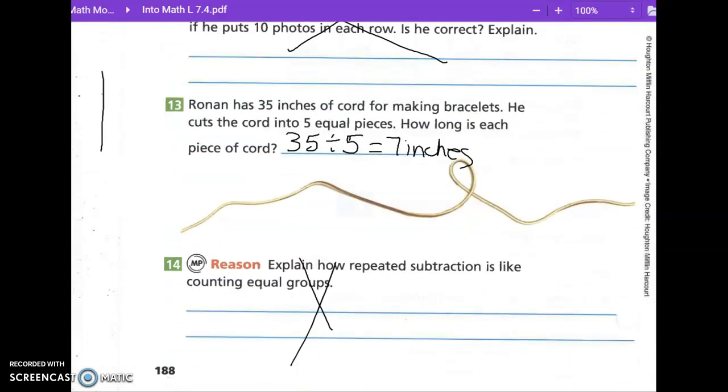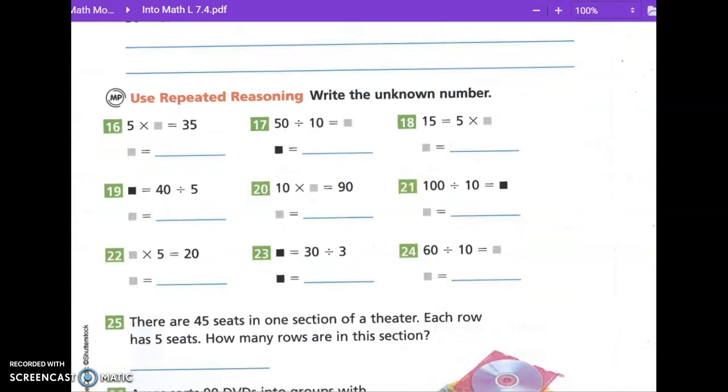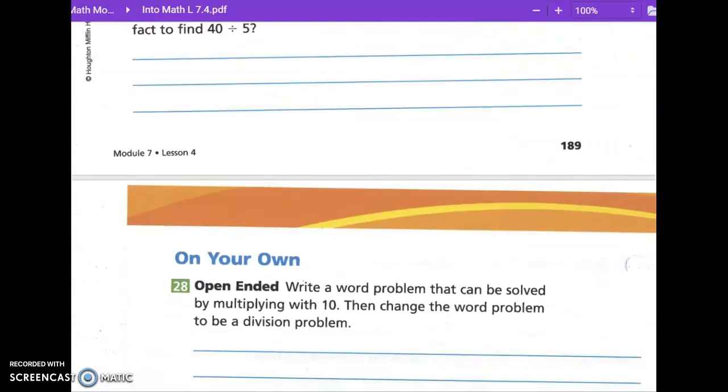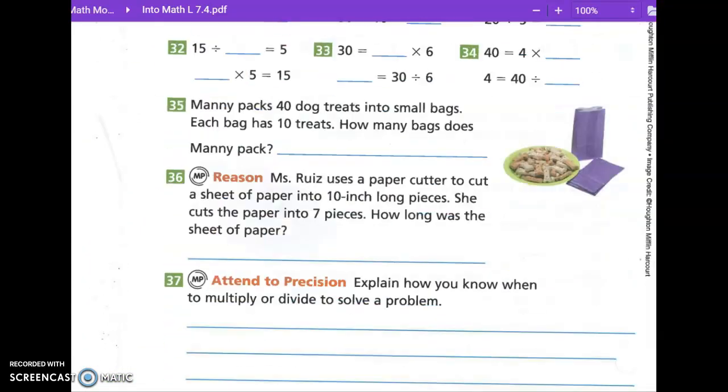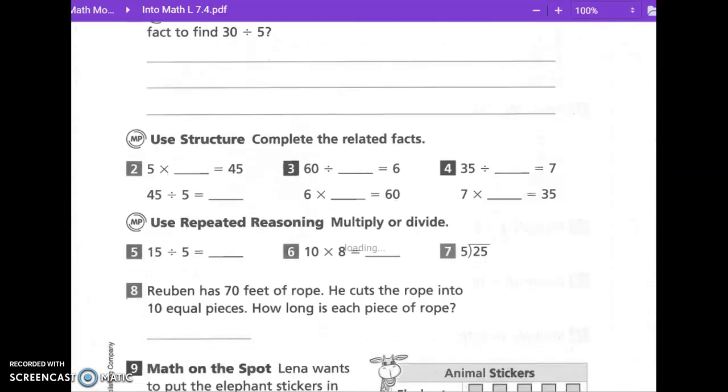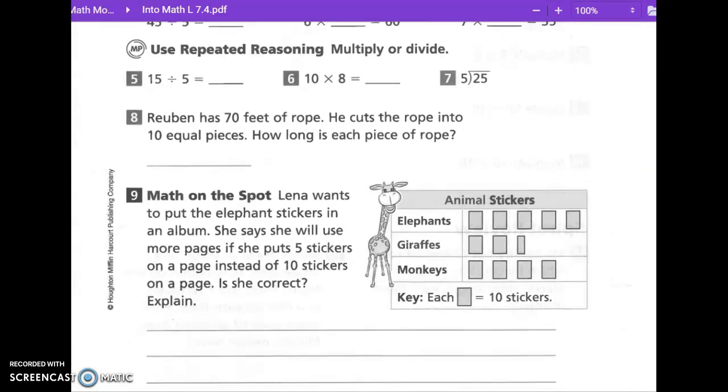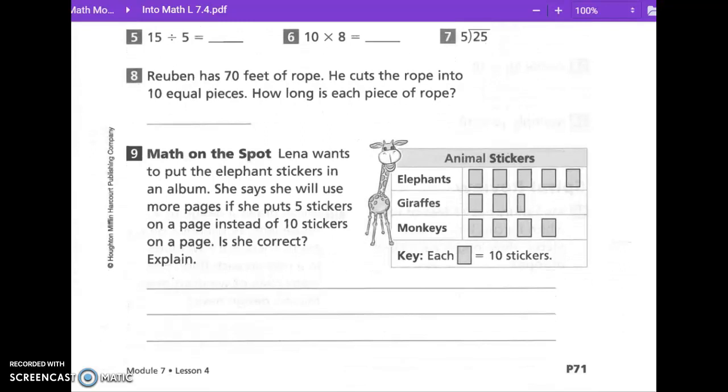Now we're going to talk about one of our homework problems. So go to your homework if you're watching at home. And go clear to the bottom of the first page. It says math on the spot. Leah wants to put an elephant sticker in an album. If you're in my classroom, your eyes should be up here and you should be looking at this problem. She says she will use more pages if she puts 5 stickers on a page instead of 10 stickers on a page. Is she correct?